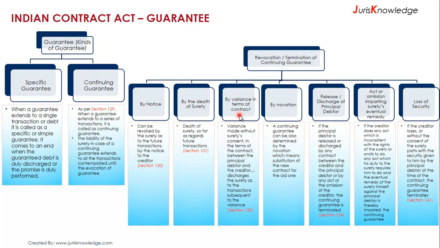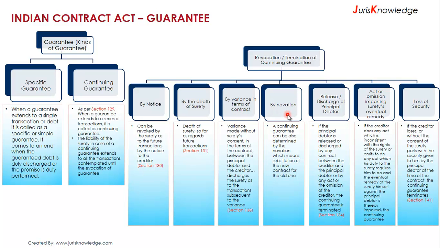By variance in terms of the contract: variance made without the surety's consent in the terms of the contract between the principal debtor and the creditor discharges the surety as to all the transactions subsequent to that particular variance, as per section 133. So any kind of variance which happens is going to be a reason for revocation or termination of a continuing guarantee.